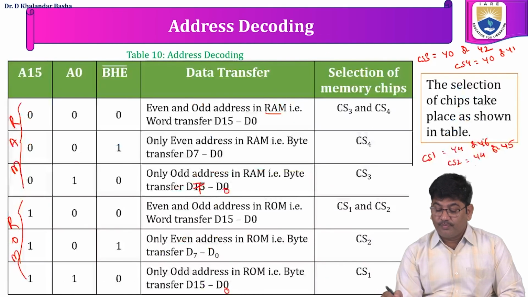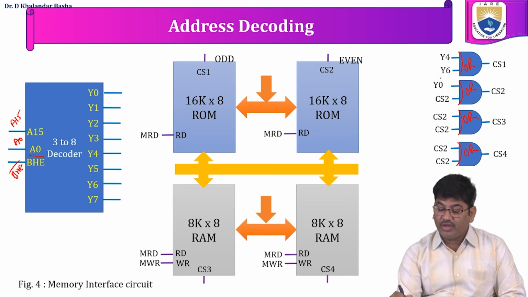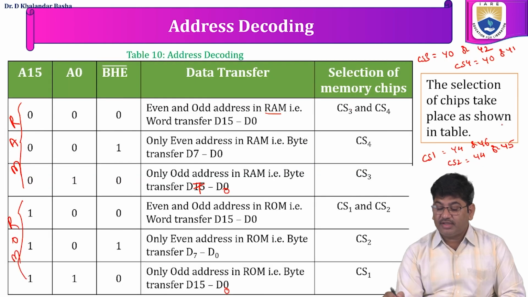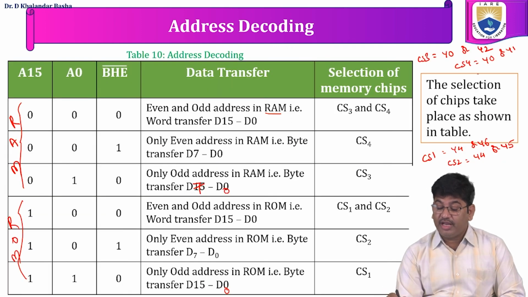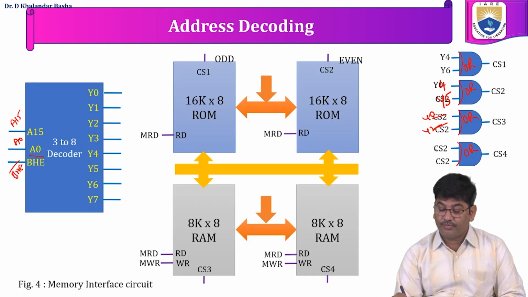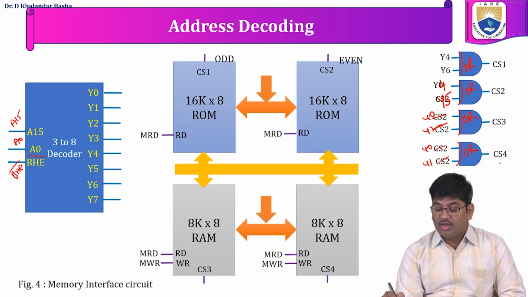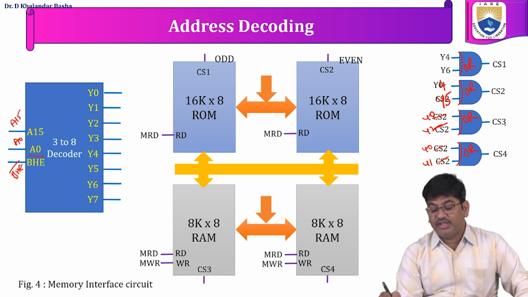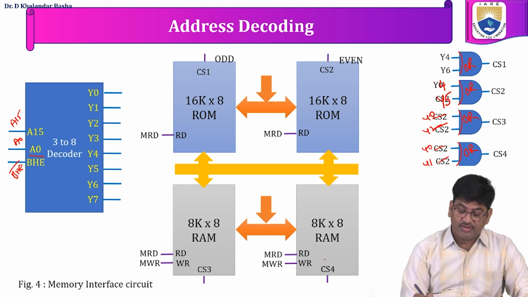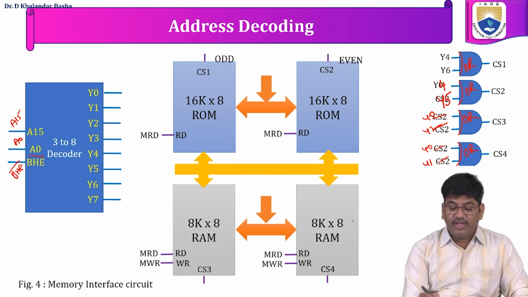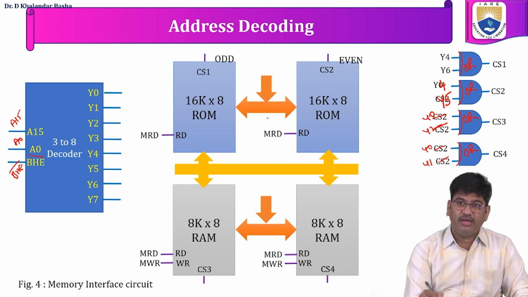Whereas chip select 2 will be enabled for Y4 or Y5. Chip select 3 will be enabled for Y0 or Y2. Chip select 4 will be enabled for Y0 or Y1. These outputs, the CS1, CS2, CS3, CS4, will be added to the corresponding chip select lines of these four memory blocks. So here we have two 16K by 8 ROMs, two 8K by 8 RAMs.